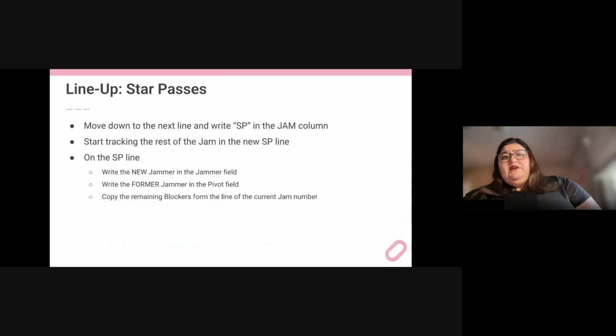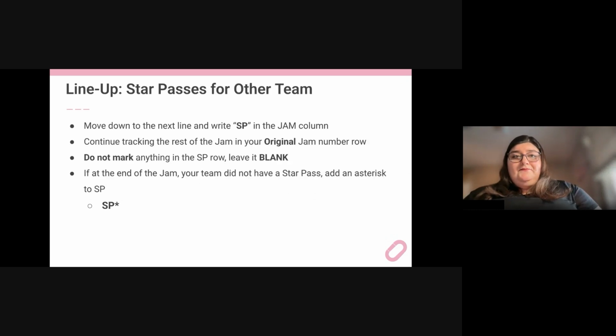So what are we doing when we have star passes? You're going to move down to the next line and write an SP in that jam number column. You're going to start tracking the rest of the jam in that new SP line. And on that SP line, you're going to write the new jammer in the jammer field and the former jammer in the pivot field. So the jammer passed the star to the pivot. That pivot is now the new jammer and goes in the jammer field. The former jammer is now no longer the jammer, so they get written in the pivot field. And you're going to copy the rest of the blockers that stay the same from the current jam number line.